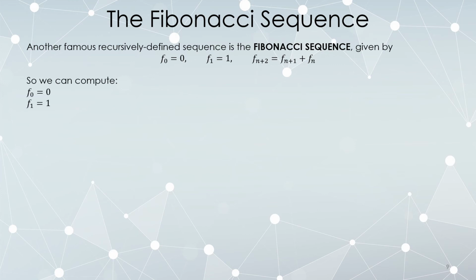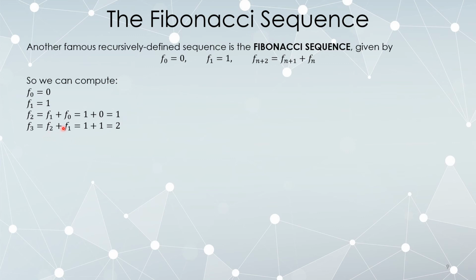F sub 1 is given as 1. But now F sub 2 must be the sum of the previous two terms. That's just taking the recursive formula and plugging in n equals 0. F sub 2 equals F sub 1 plus F sub 0. Two consecutive indices added together gives me the next index term. F0 plus F1 gives me F2, also a 1.